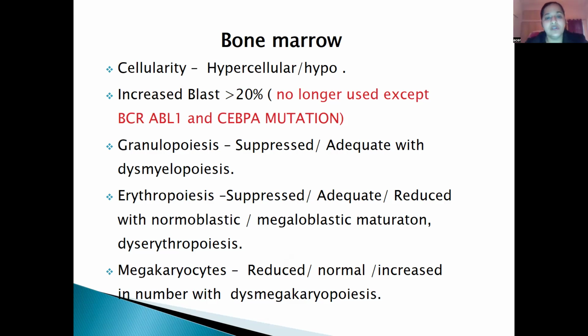Okay, fine. So as you can see in the granulopoiesis, it can be either of the forms. It can be suppressed or it can be adequate with dysmyelopoiesis. That is, dysfunctional myelopoiesis can be there. Erythropoiesis can be suppressed, adequate, or reduced. And megakaryopoiesis, same way, reduced, normal, or increased. You just have to understand that with granulopoiesis we are talking about the WBC type of cells, erythropoiesis we are studying the RBC type of cells, and megakaryopoiesis is something we are studying about the platelets.